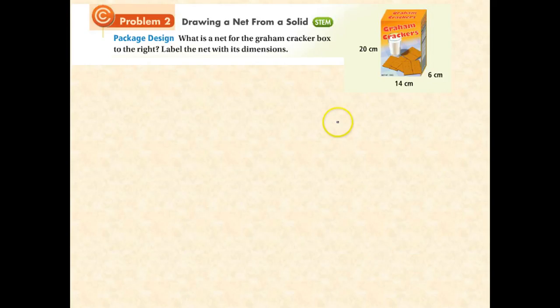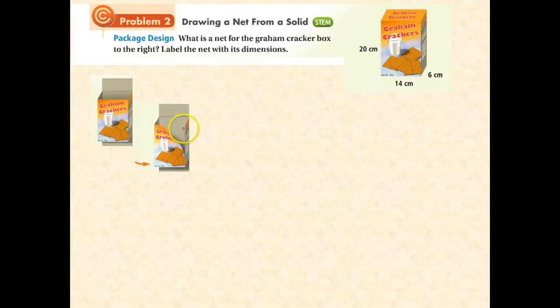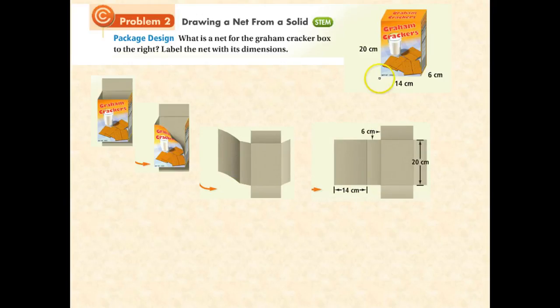Drawing a net from a solid. What is a net for this graham cracker box? All right, so take our graham cracker box. We're going to open up the top and open up the bottom. Then we're going to cut this little side right here and start to flip that open. And here's our net. The width of the front panel was 14. That's right here. The depth, or the side panel, was 6 centimeters. Also 6 centimeters for the lid. And the height of the box was 20 centimeters.